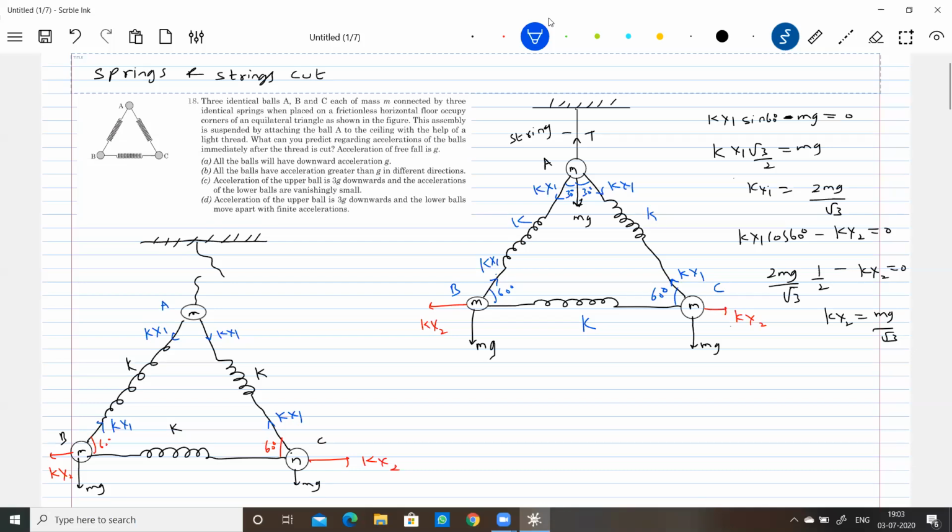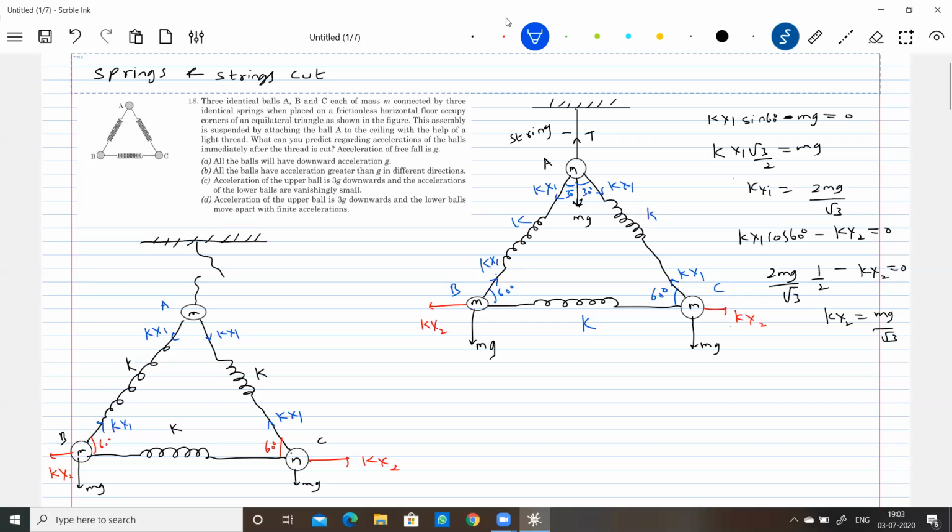What was our question? Read once. Immediately after the thread is cut. Yes, sir, they are vanishing. Just after the thread is cut, no? Always stick on to that word, just after, because that is what decides the total course of the problem.